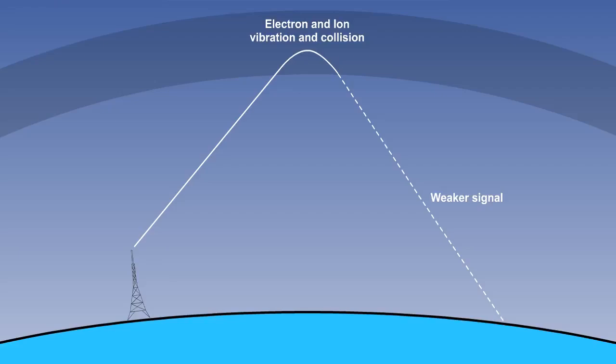The frequency, and hence the wavelength of the radio wave, is important. The longer the wavelength, the greater the ionospheric attenuation. Note that this is the reverse of ground attenuation.